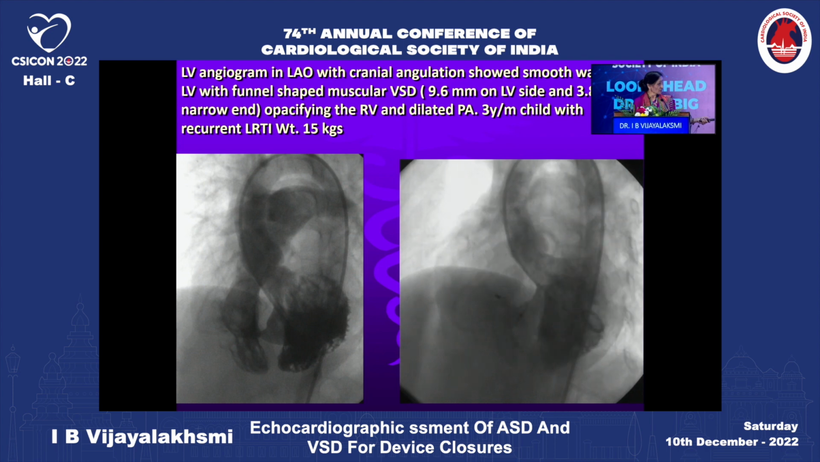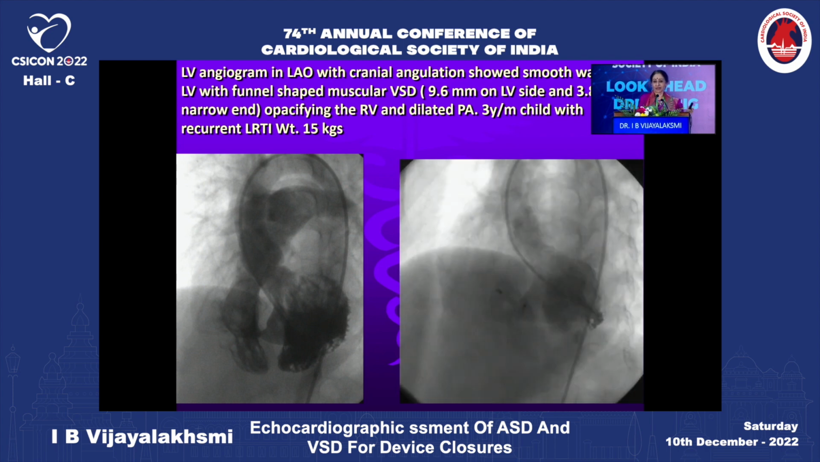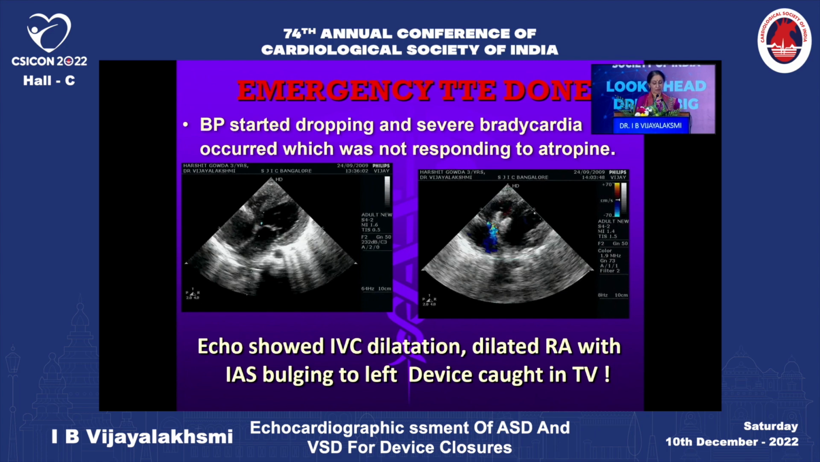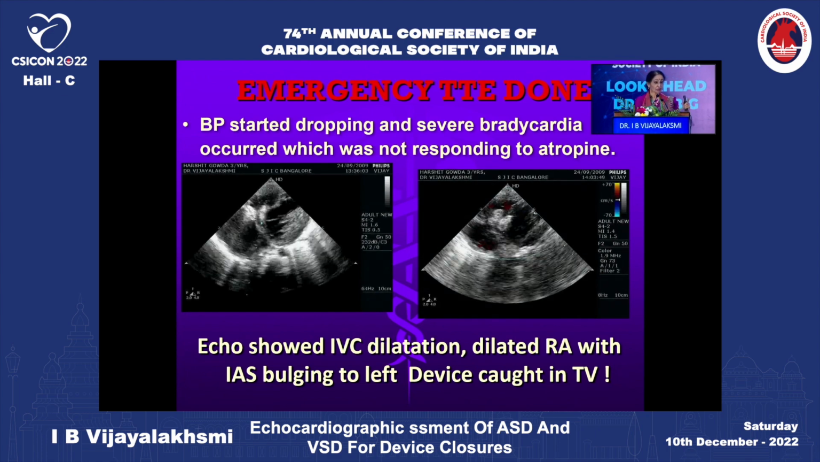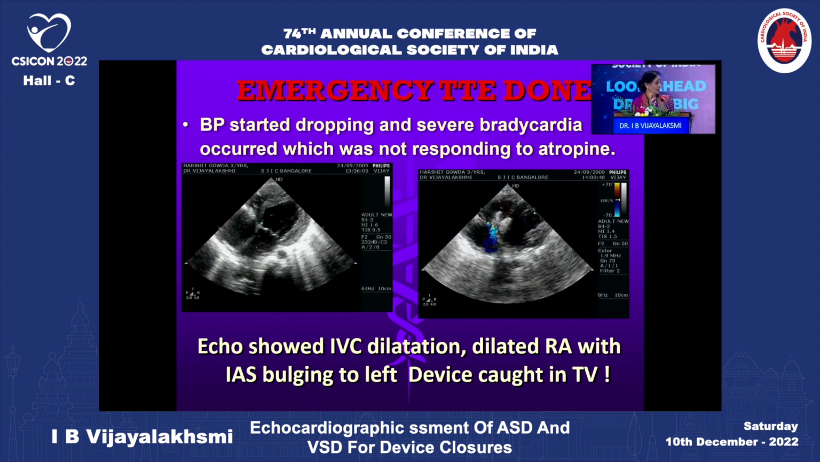This is a large VSD. I thought I had done it very simply, and I did the closure. What happened was the echo machine was not there, and with overconfidence I proceeded. But then the BP started dropping and the patient developed bradycardia, because the echo machine had gone for PTMC in another lab.